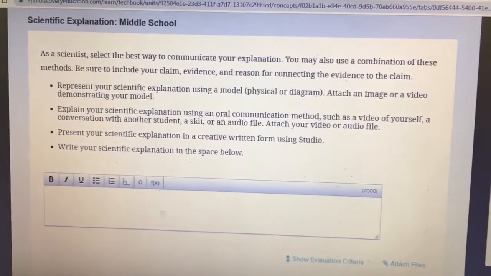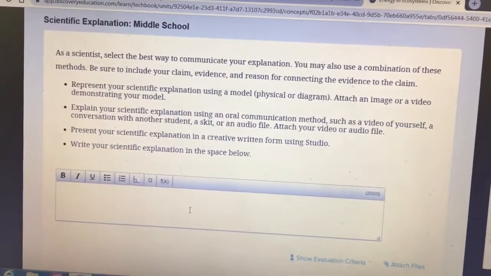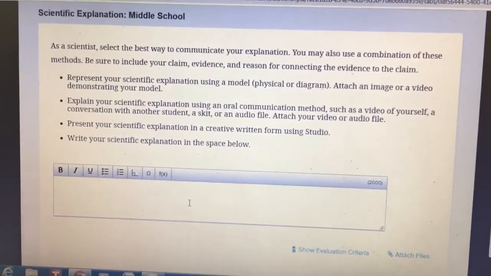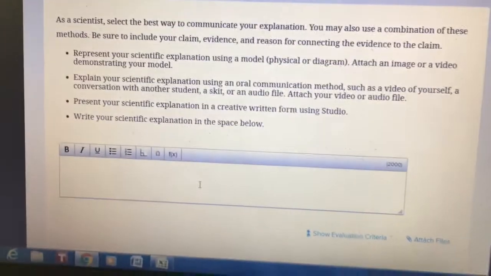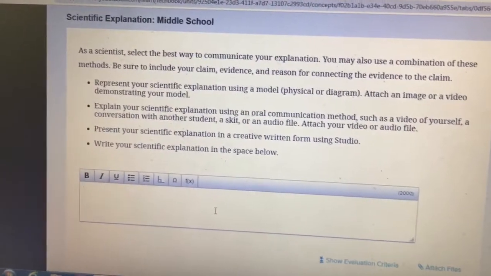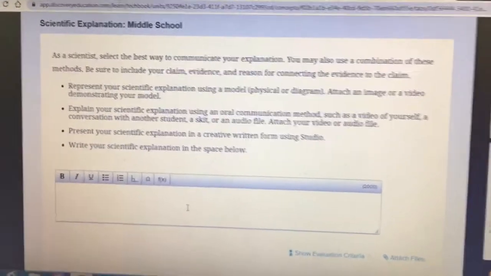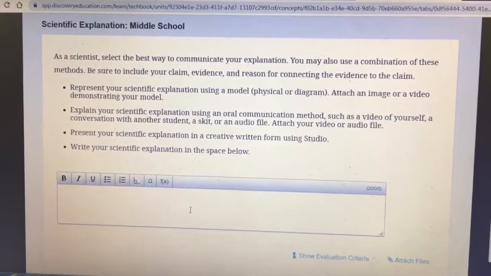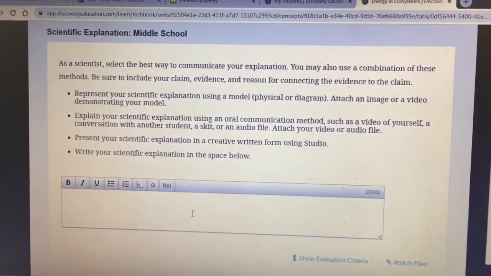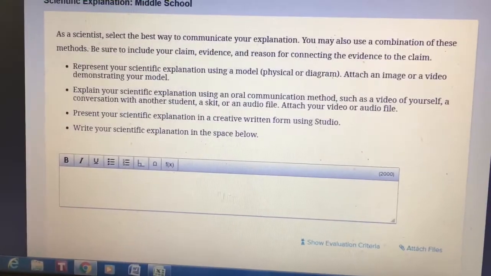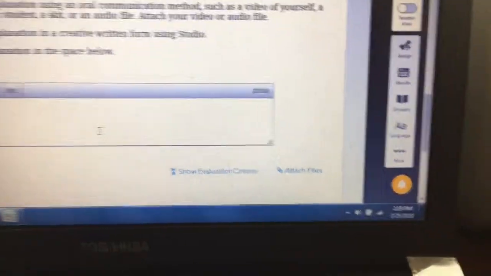And you just type all that right here. You don't have to make a video, you don't have to do an audio file or a skit or show a video of yourself or anything like that. I don't want anybody to be confused by that. All you need to do is just answer the question with supporting evidence and then with an explanation of that evidence, and type it into this box right here, okay? That's all you have to do.